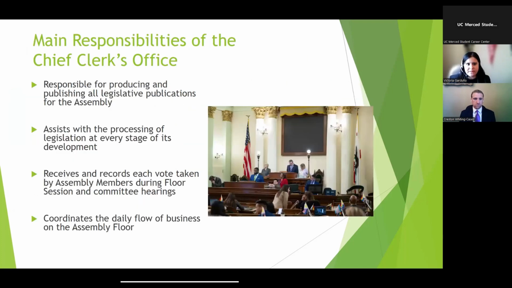So the main responsibility of the chief clerk's office. So the office is responsible for producing and publishing all legislative publications for the assembly. And we'll go into more detail of what those legislative publications are later in this presentation. The chief clerk office also assists in the processing of legislation at every stage of its development, and we receive and record each vote taken by assembly members during floor session and committee hearings. So we're really much aware of what's happening with the bills at all times. We also coordinate the daily flow of business on the assembly floor.